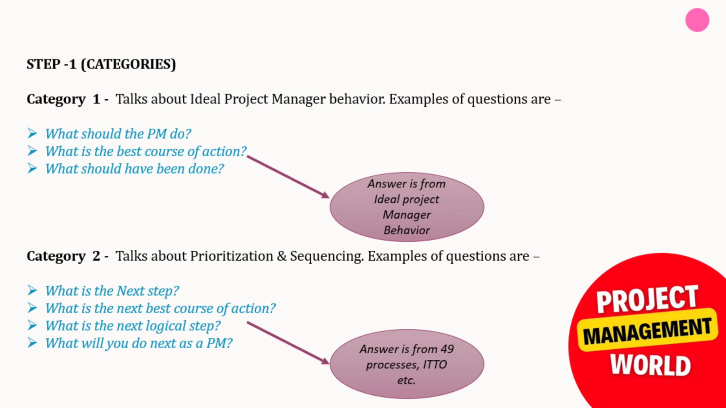So let's see category 2. Category 2 talks about prioritization and sequencing. Examples of the questions: if you see any question asking what is the next step, what is the next best course of action, what is the next logical step, what will you do next as a PM. Whenever you see the word next in the question, it belongs to category 2, and that relates to the sequencing and prioritization of the activities.